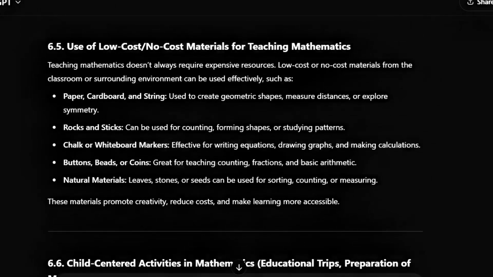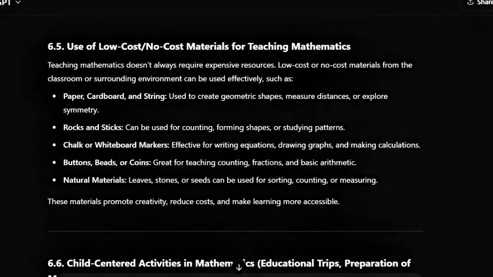6.5 Use of low-cost, no-cost materials for teaching mathematics. Teaching mathematics doesn't always require expensive resources. Low-cost or no-cost materials from the classroom or surrounding environment can be used effectively, such as paper, cardboard, and string, used to create geometric shapes, measure distances, or explore symmetry.